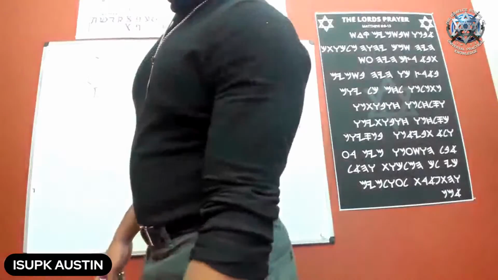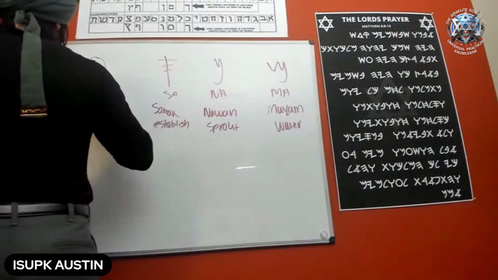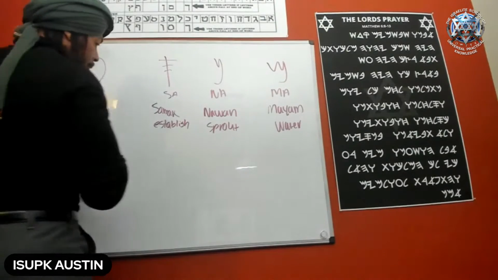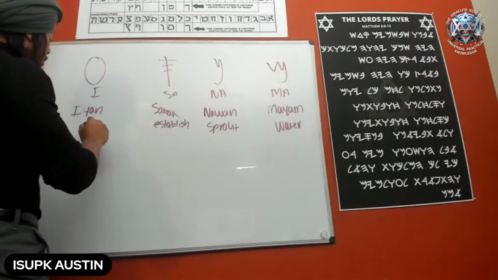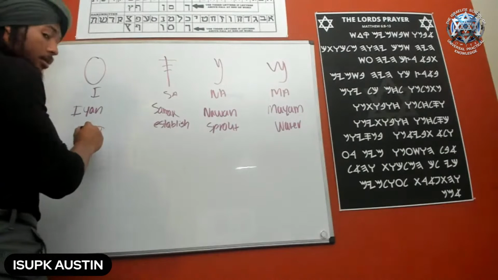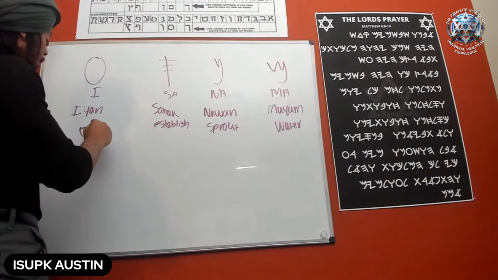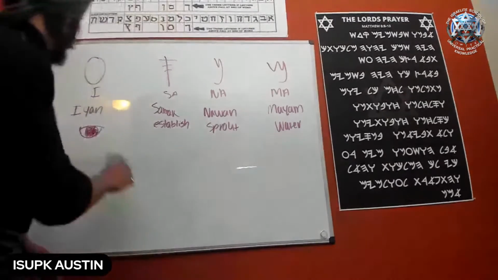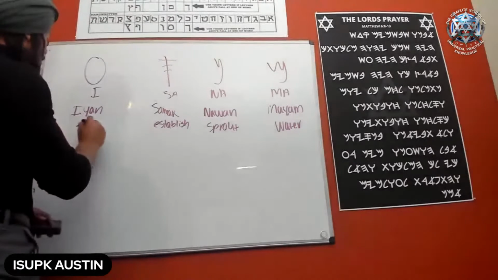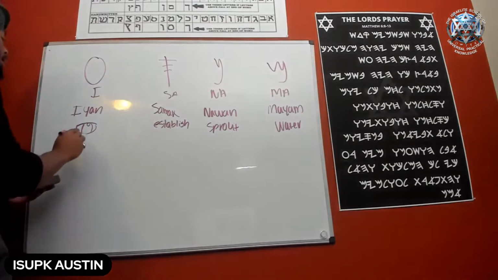What is I? I comes from ayan, which is what? Your eye. It's literally your eye. You know what I'm saying? When I was in school, I used to have the art. You draw an eye. Eye.